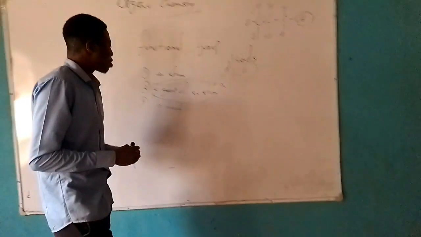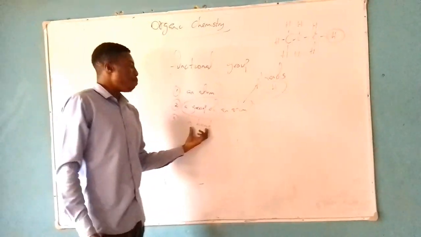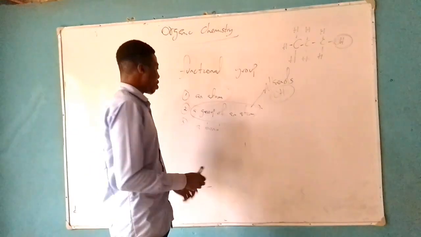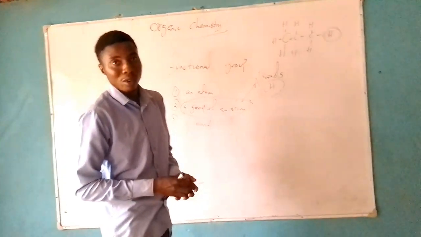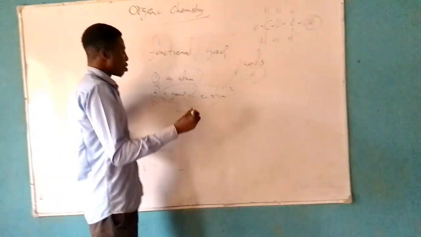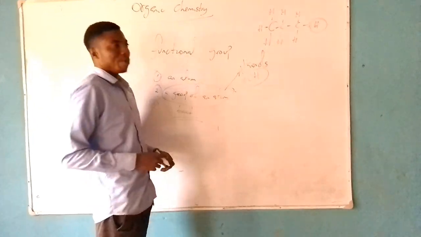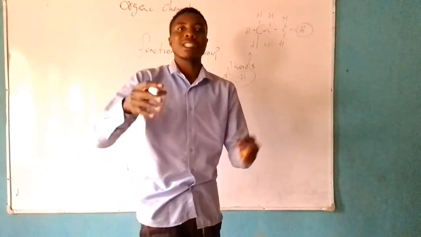Now, the next thing we are going to talk about is a bond. A bond can be the one to determine the homologous series, because it can be a triple bond, a single bond, or a double bond. So a bond can determine that a particular compound belongs to a particular homologous series.